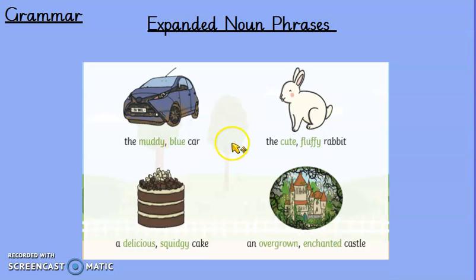What I'd like you to do with your grown-up, just quickly chat with them. You don't need to write these down. Just tell me if you can spot which is the noun, and which are the adjectives in each of those phrases.